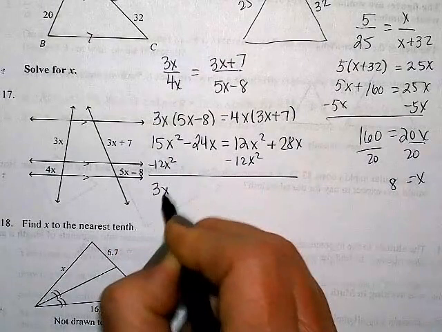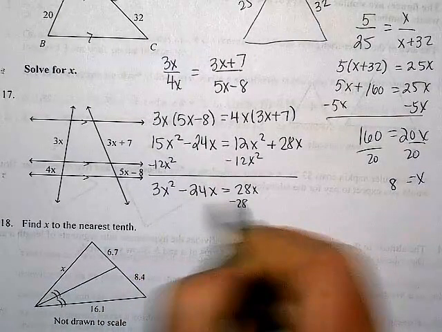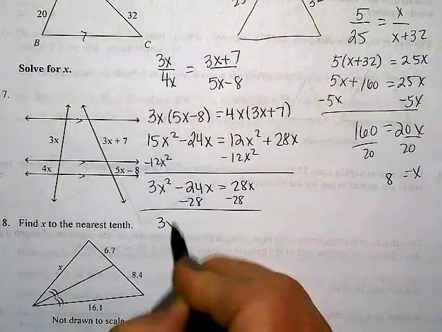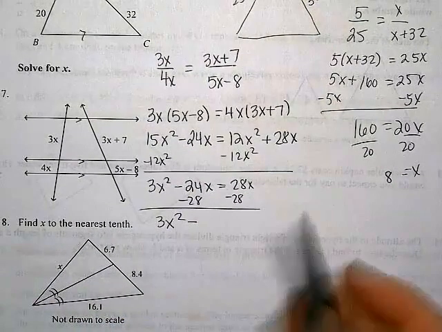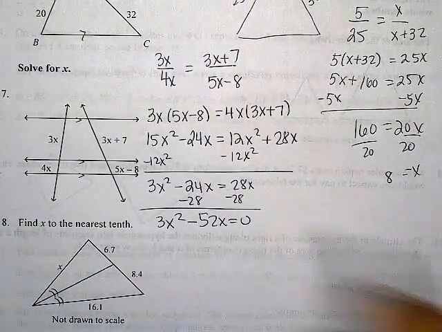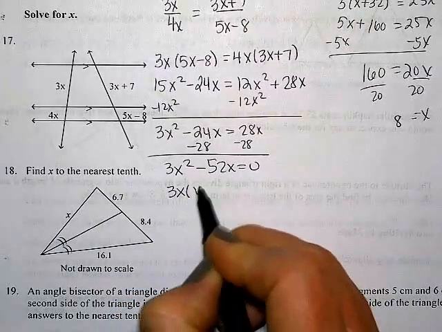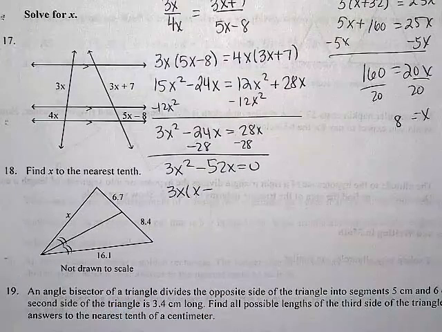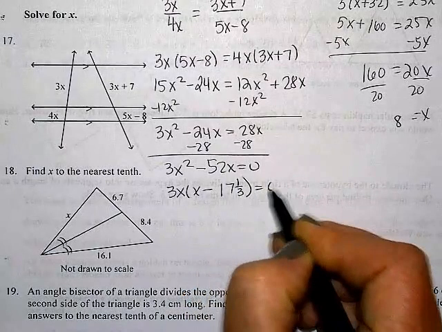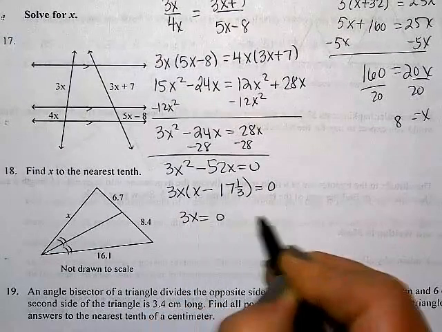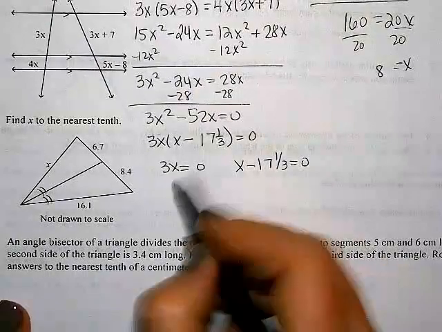It's going to say 3X squared minus 24X is 28X. Subtract the 28. 3X squared minus, what's that, 28 and 24, 52X equals 0. Common factor here is 3X. Pull that out. And you're left with X minus how many? 17 and a third. So set equal to 0. 3X could be 0, or X minus 17 and a third could be 0. If 3X is 0, X is 0.